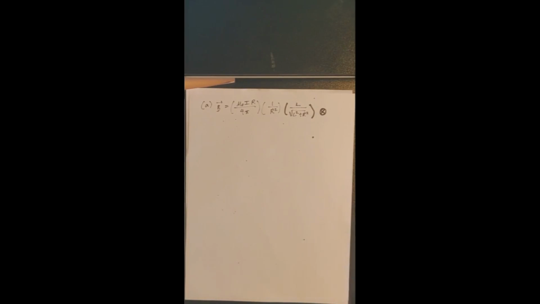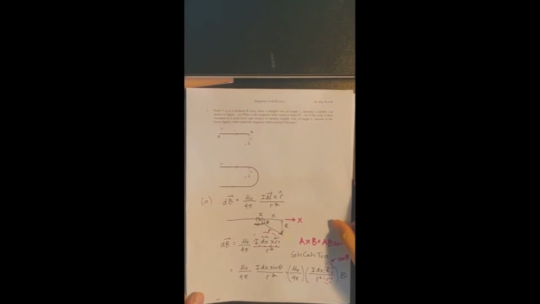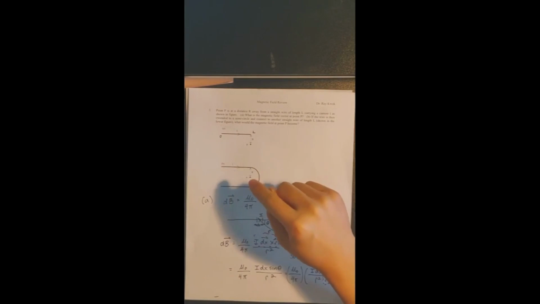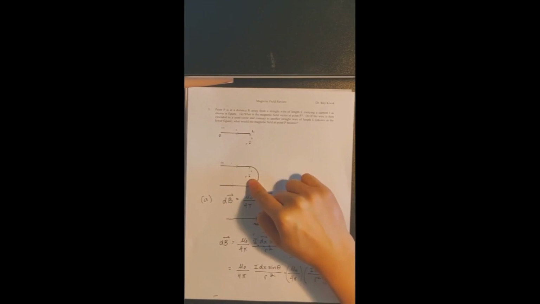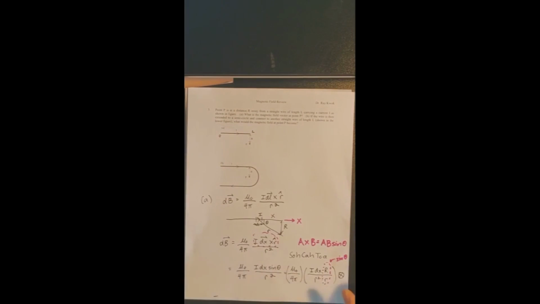Okay, so now to do part B. So part B is just the same problem, but it says if the wire is then extended to a semicircle and connected to another straight wire of length L, shown in this figure, what would the magnetic field at point P become? And this problem looks very intimidating, but don't worry.